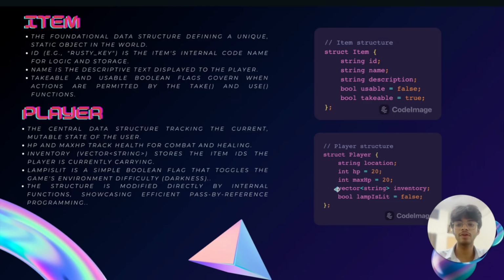We use a vector for inventory because it needs to grow or shrink easily as we take or use the item and then remove it from our inventory. The lamp is lit flag is a simple but powerful global switch. When the player uses the lamp, this one Boolean variable, which is right now defined as false, flips to true and globally resolves the darkness barrier in the dark room. Finally, all the modifications to the player struct are handled directly by the internal function, showcasing efficient pass by reference access.